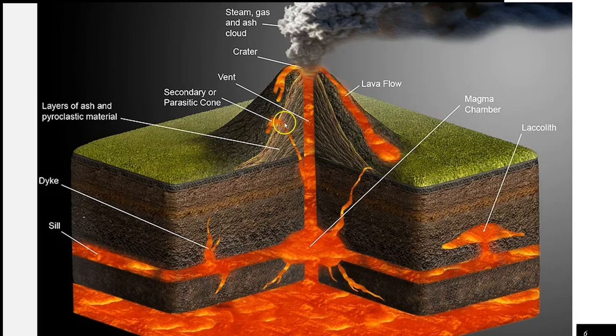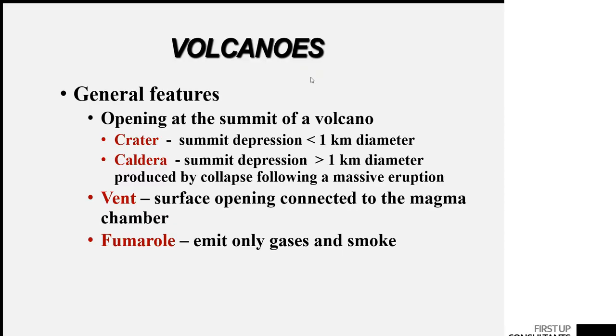So some of the general features: the opening at the top. I don't want to say where the magma comes out because magma can come out in different parts of the volcano. But at the very top, there's that opening that you tend to think about when you think about volcanoes, and that is either a caldera or a crater. We call them different names depending on how big they are.